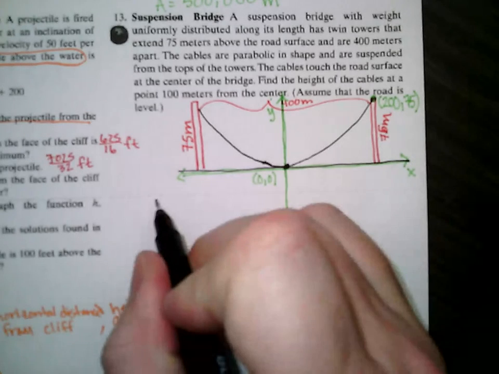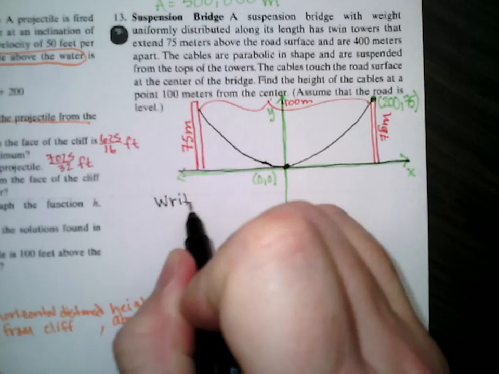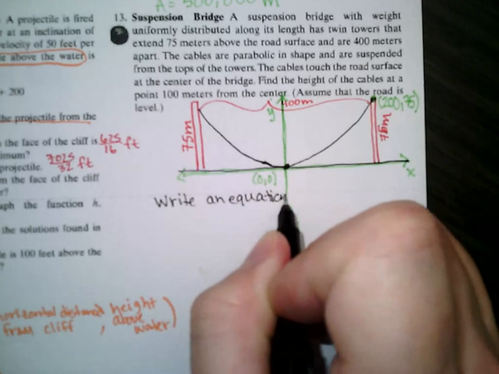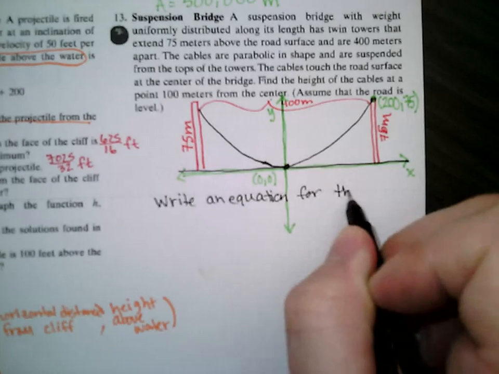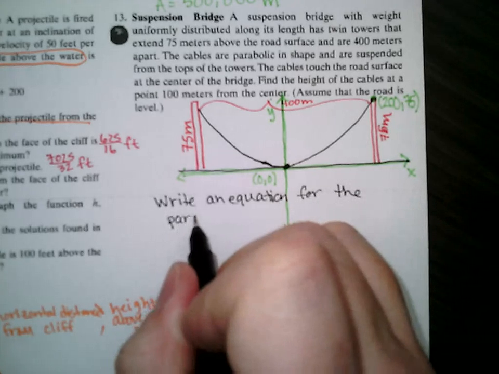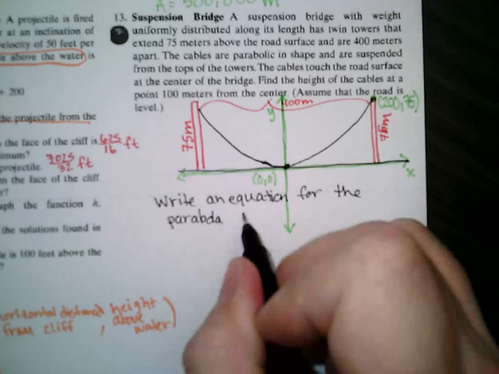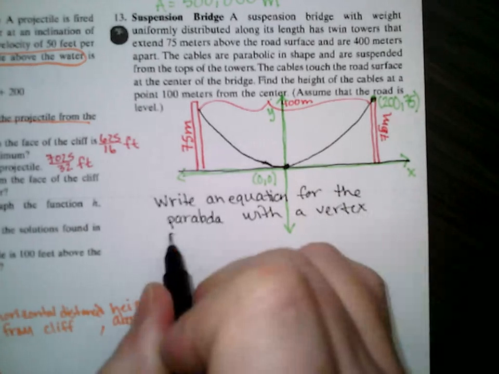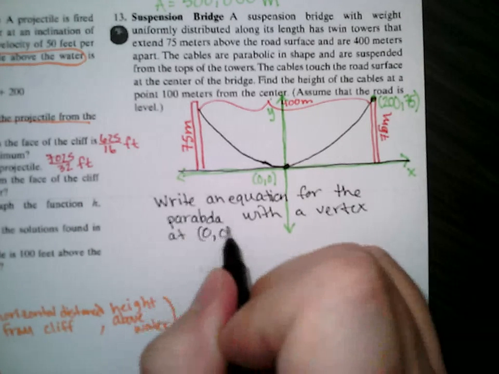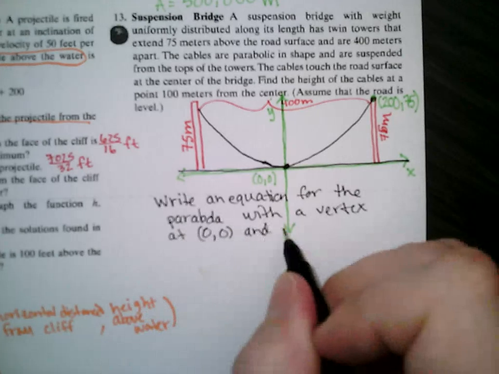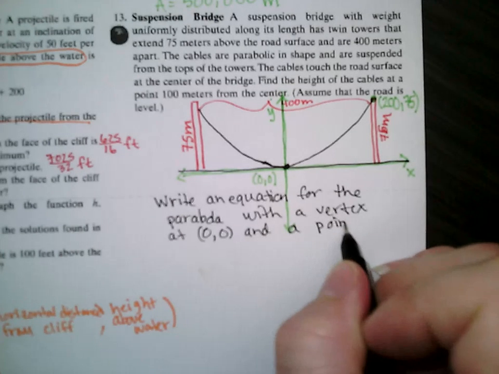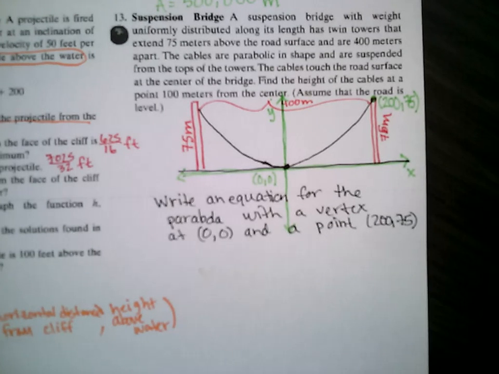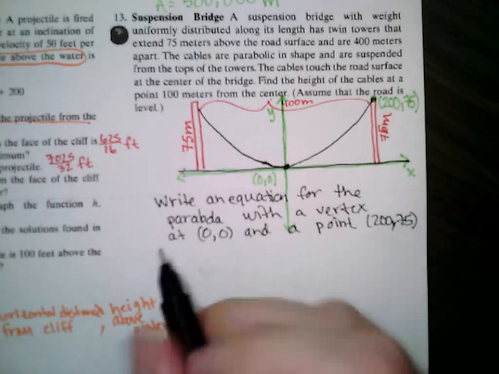(200, 75). So here's my strategy. Write an equation for the parabola with a vertex at (0, 0) and a point at (200, 75). So how are we going to do this?